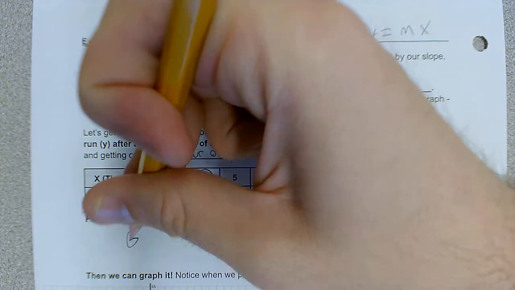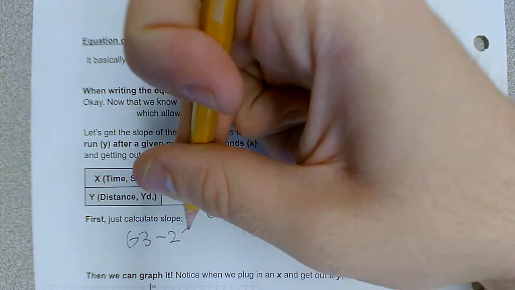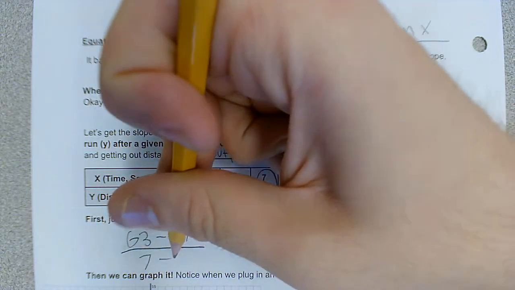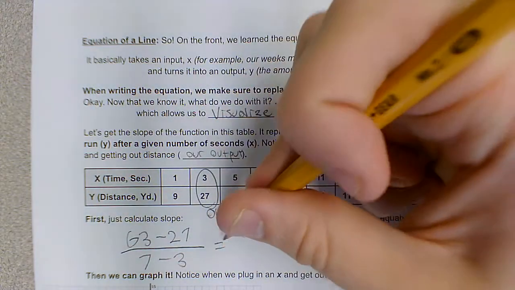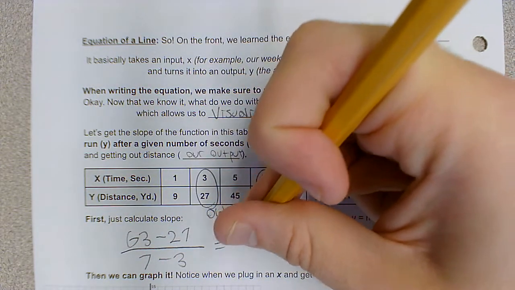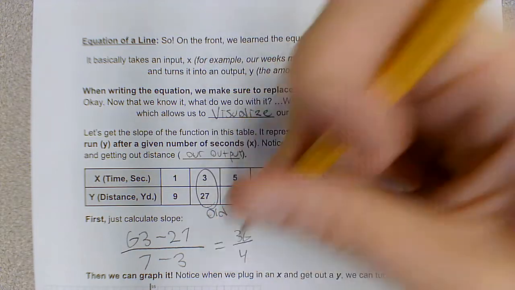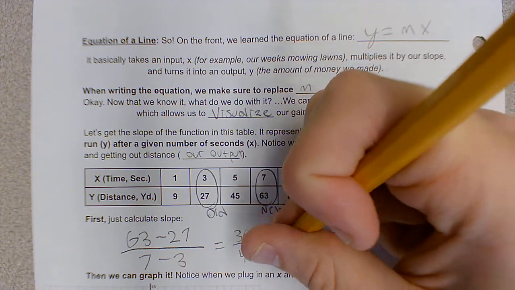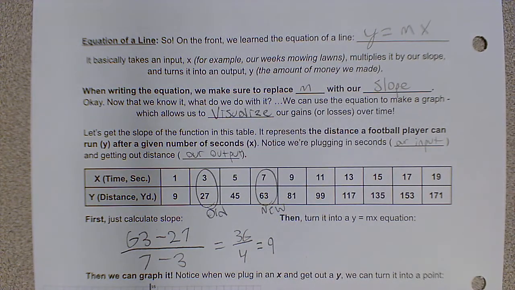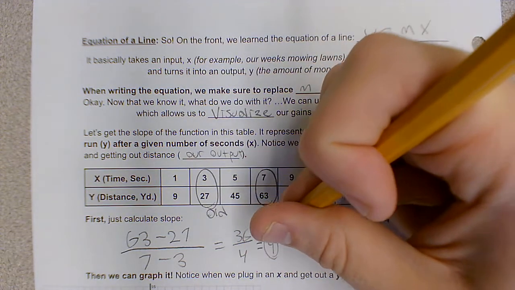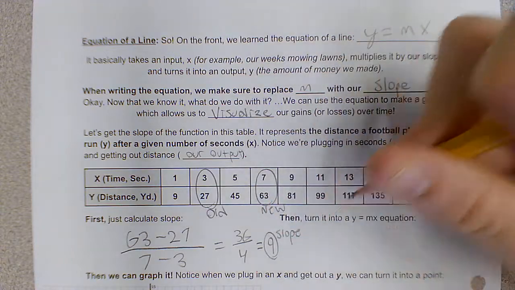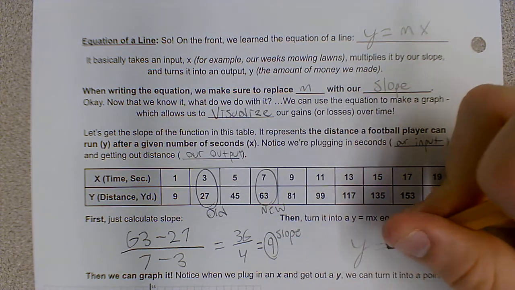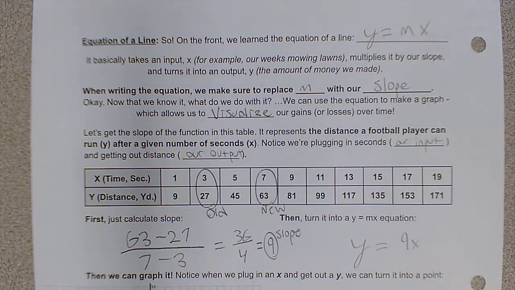Then I'm going to do my slope formula. So it's going to be 63 minus 27, and is going to be 7 minus 3. This is going to be 36 on top. This is going to be 4 on the bottom. This whole thing equals 9. So this is our slope. And then we're going to turn it into a y equals mx equation. So just y equals 9x.